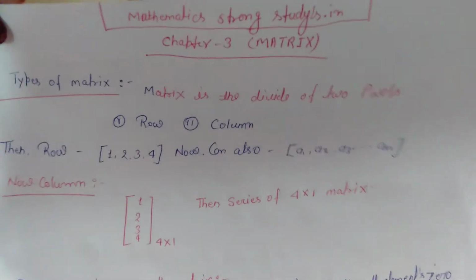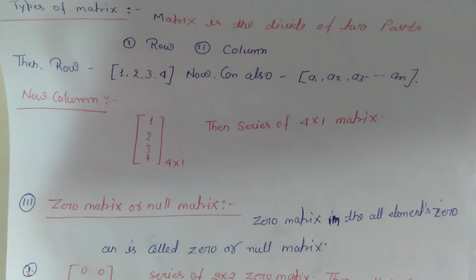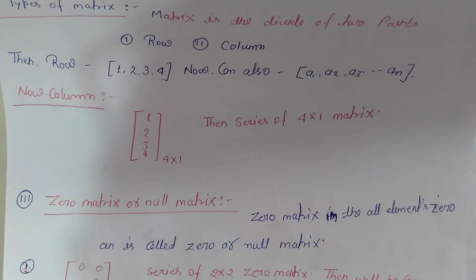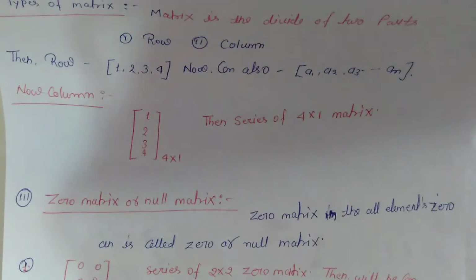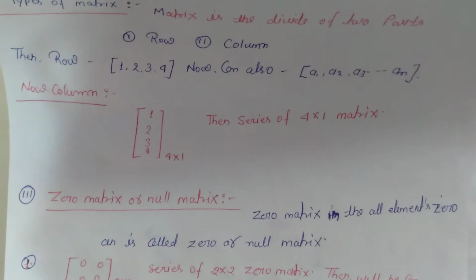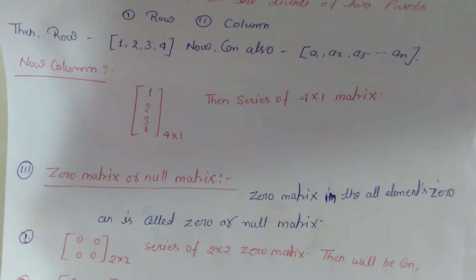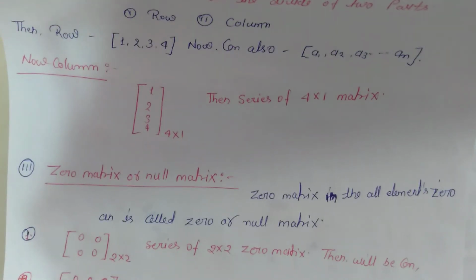Third, the zero matrix or null matrix. Zero and null are two names for the same matrix. What is a zero matrix? A matrix in which all elements are zero is called a zero matrix or null matrix. For example, a matrix with all elements 0 of order 2 cross 2, 3 cross 3 or 4 cross 4 is called the null matrix or zero matrix.